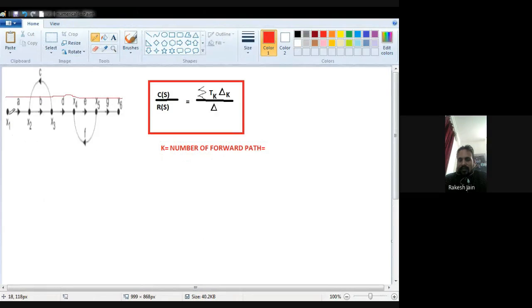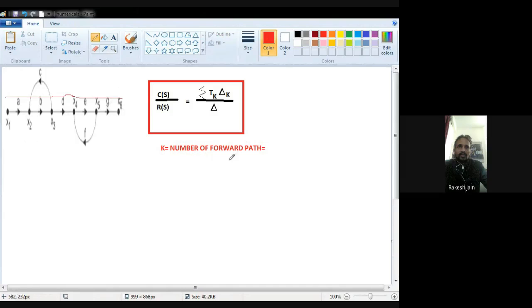We select the forward path direction depending on the given direction of the arrow in the question. So see, I start from x1, the arrow is towards x2, then towards x3, then towards x4, then towards x5, then towards the last node x6. So this is a straightforward path without repeating any node or branch. So this is my first forward path.